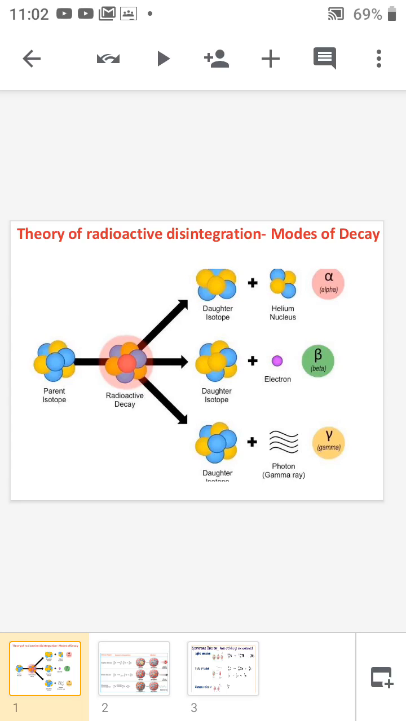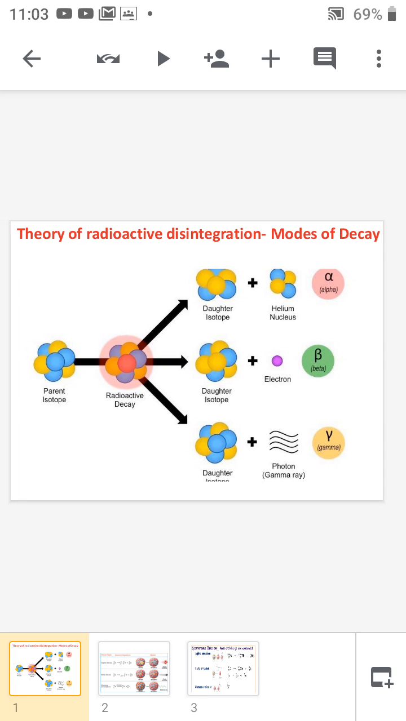So, two very famous scientists, Rutherford and Soddy, proposed this radioactive disintegration law in 1902. For a radioactive disintegration, there must be a parent isotope, and this parent isotope is an unstable nucleus. For example, uranium has an unstable nucleus.